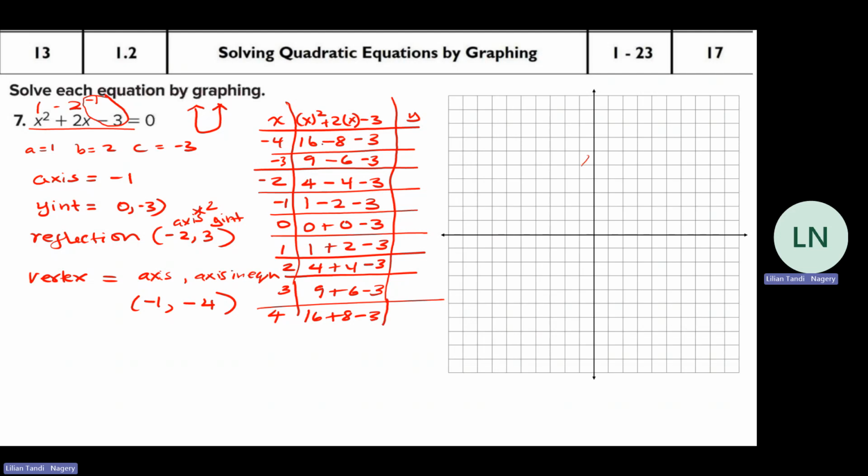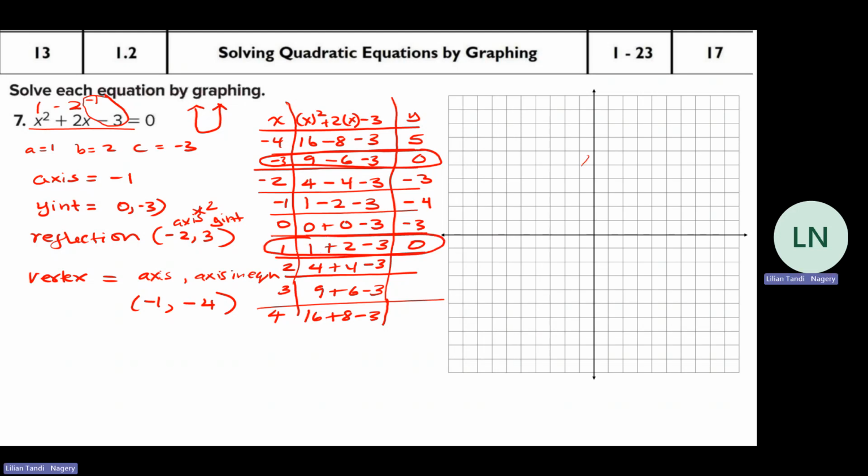Okay. 16 minus 8 is 8. 8 minus 3 is 5. 9 minus 6 is 3. 3 minus 3 is 0. Here is my solution. Okay. 4 minus 4 is 0. 0 minus 3 is -3. 1 minus 2 is -1. -1 minus 3 is -4. 0 minus 3 is -3. 3 minus 3 is 0. Here is my other solution.